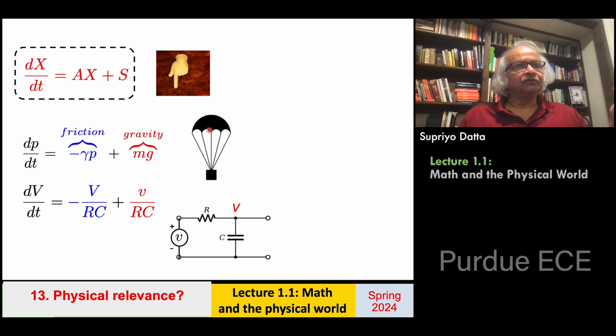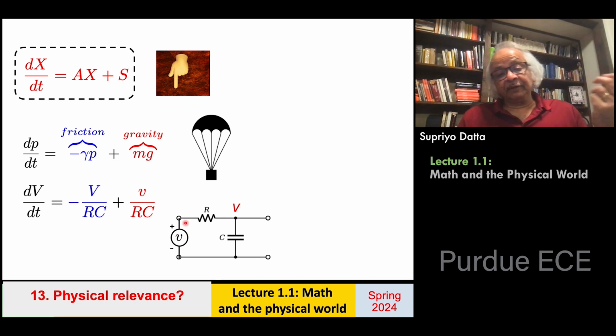Like a parachute falling due to gravity. You can write that the rate of change of momentum is equal to the force acting on it. And the force has two parts, one due to the gravity and the other due to the air drag or the friction, which is proportional to the momentum. The faster you go, the more the frictional drag. And so you have this term. So you can see that it has exactly this generic form.